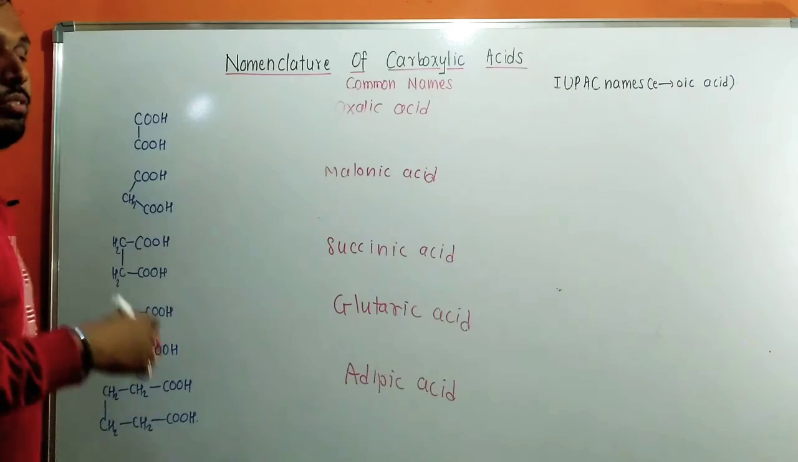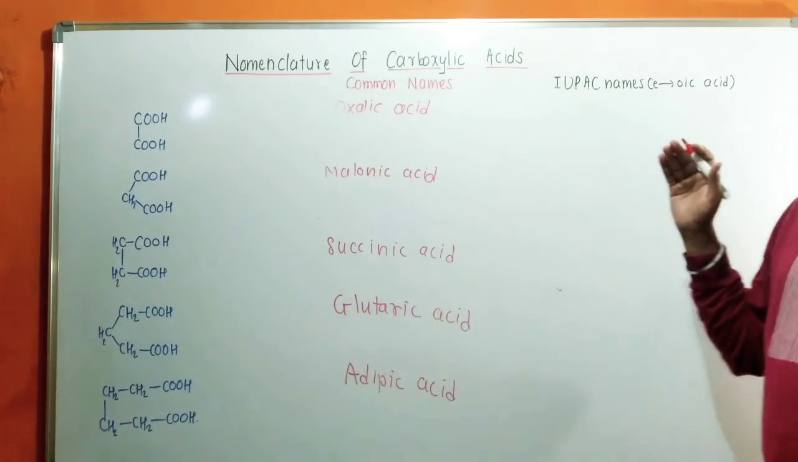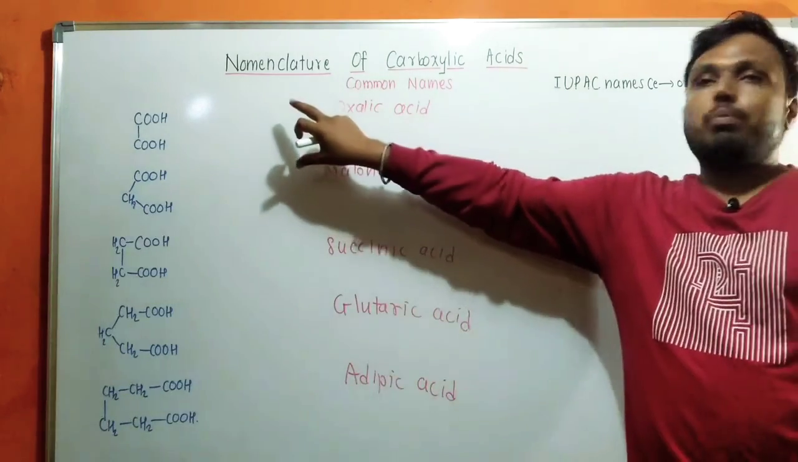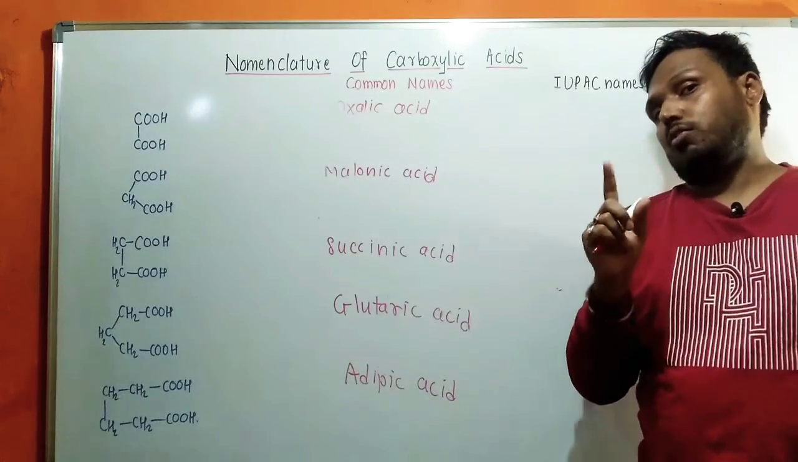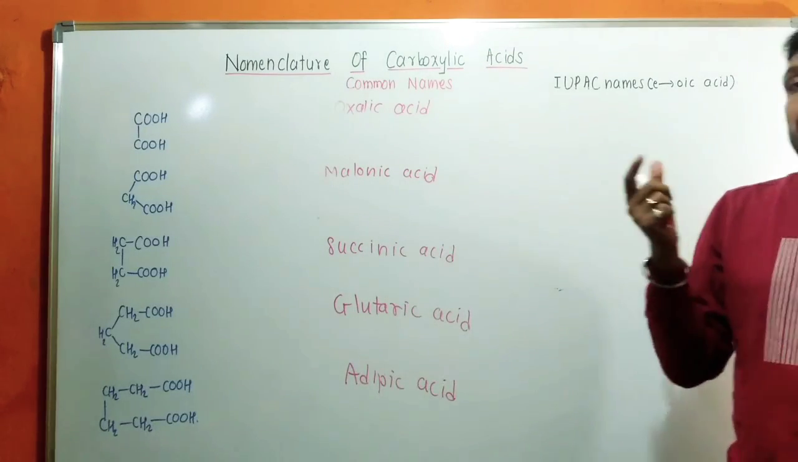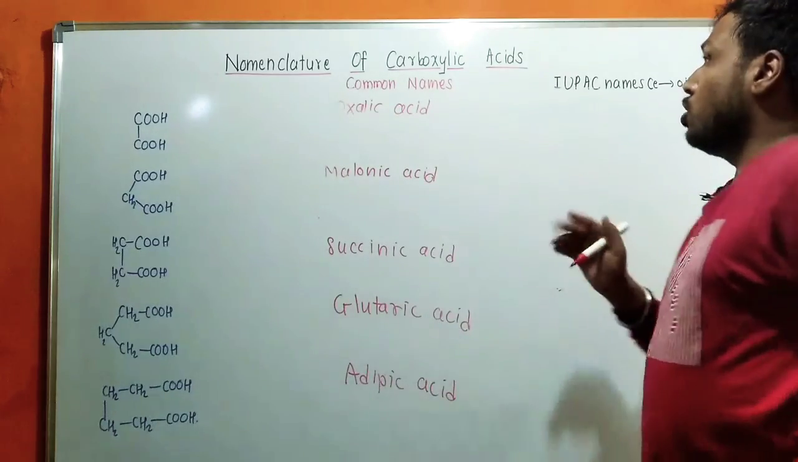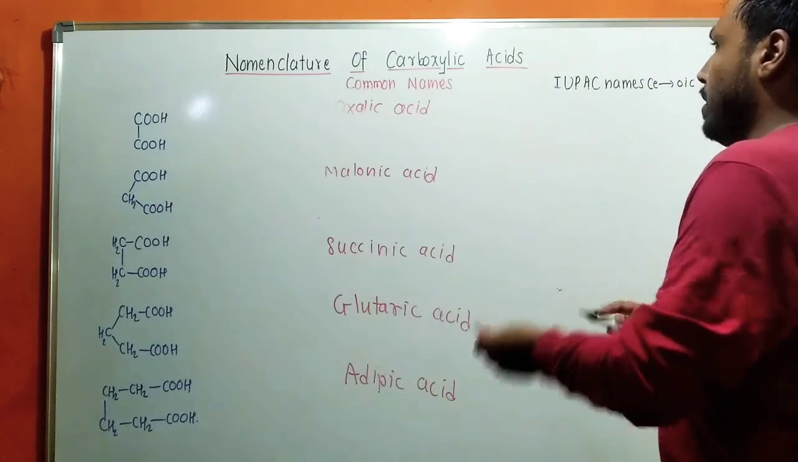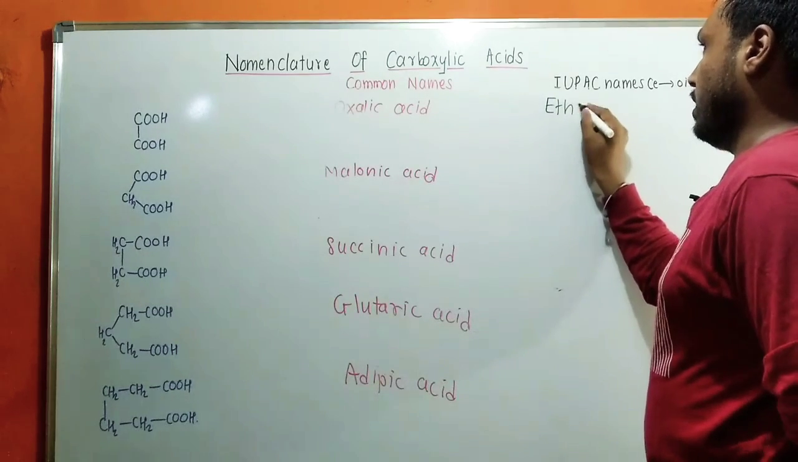So now we'll see the IUPAC name of the dicarboxylic acids. Now you have to remember, when two similar functional groups are there in the molecule, in that case you are not going to replace the E of alkane. The E of alkane will be retained in the name as it is. So how many carbon atoms are there? Total 2. Which alkane has 2 carbons? It is ethane. So we'll write here ethane.